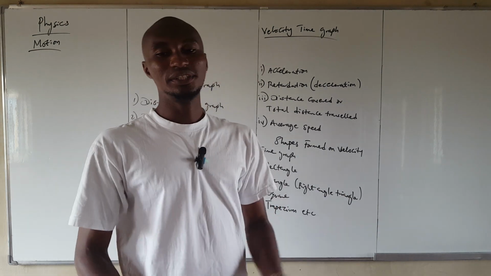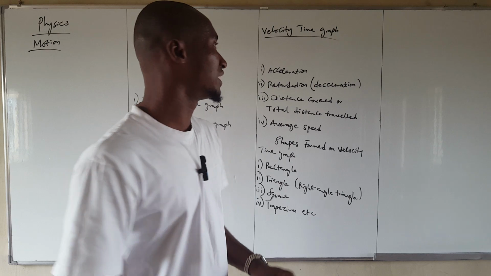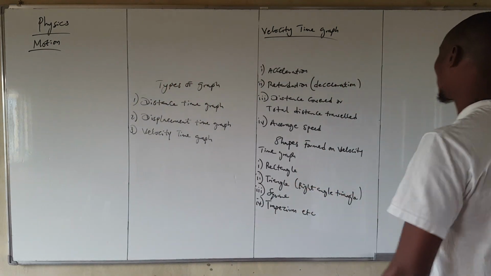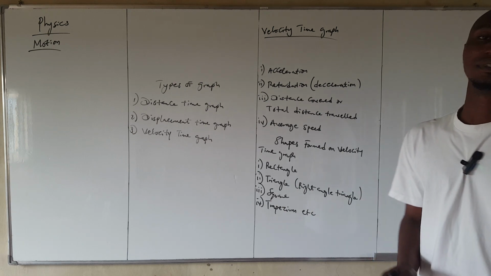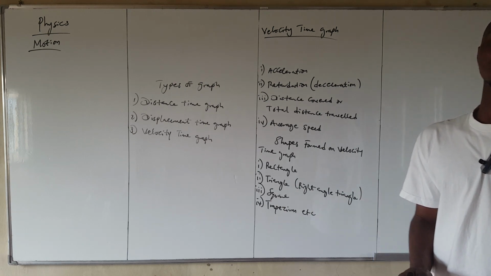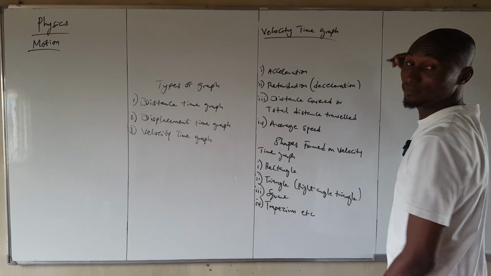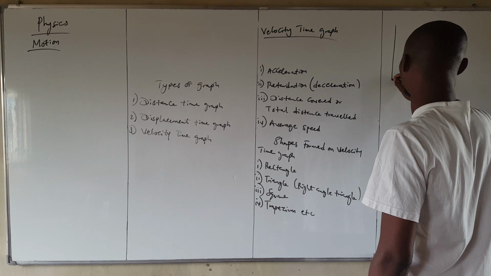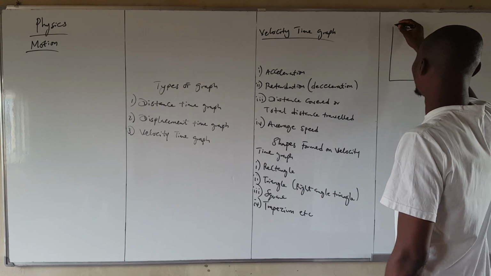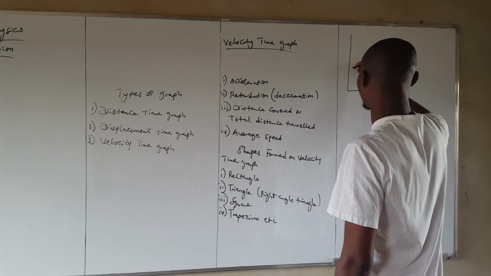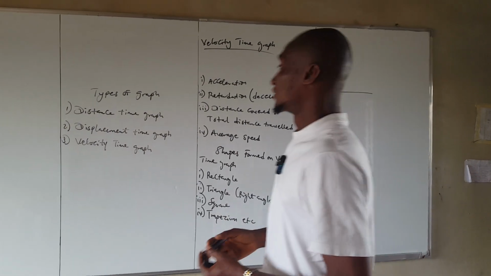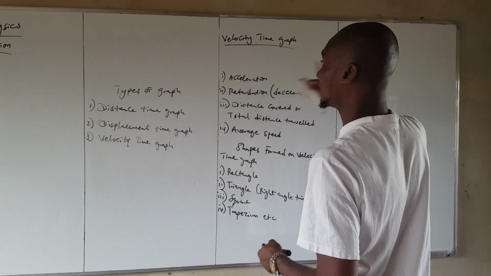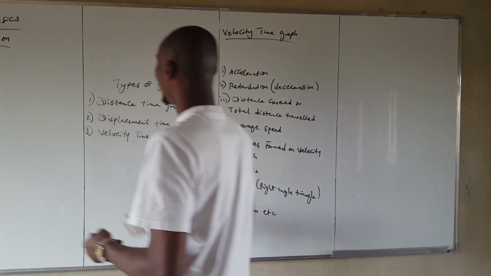Now, let me quickly give you a breakdown of what I'm trying to say right now. Look up. Let me give you an example of the calculation we have on the velocity time graph. Let me do this over here. Okay, let me use here.